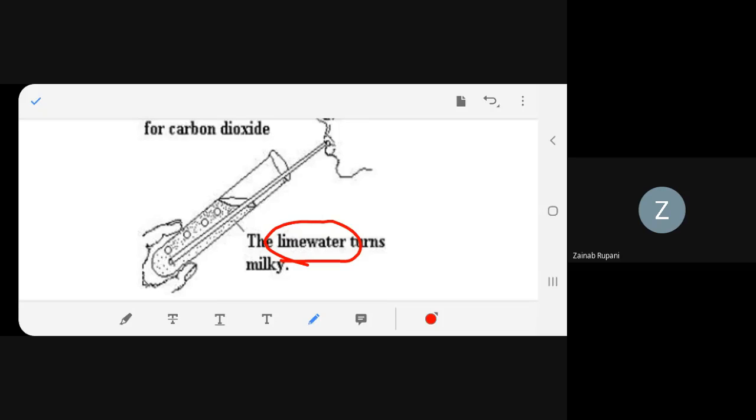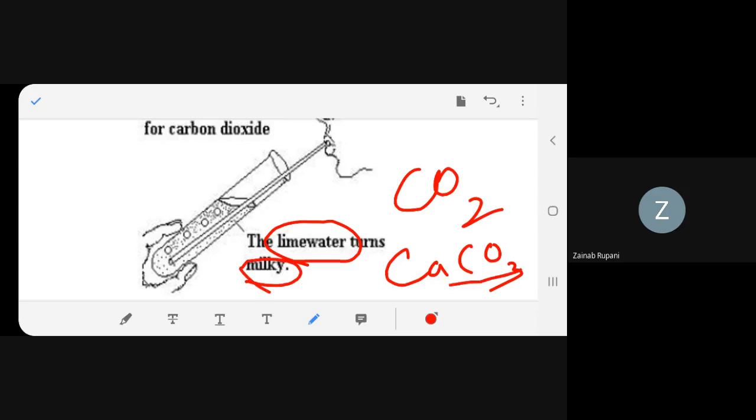You're putting the air which is inside our body and making it bubble in the lime water. Yes or no? This has got carbon dioxide. And when it reacts with lime water, it becomes calcium carbonate. What does it become? Say calcium carbonate. The lime water turns milky because calcium carbonate is milky in color. It is a precipitate. So it's confirming the gas which is coming out from our body is carbon dioxide. This is a confirmation test.